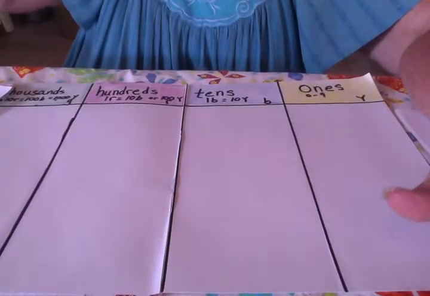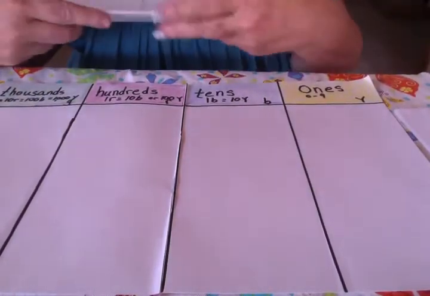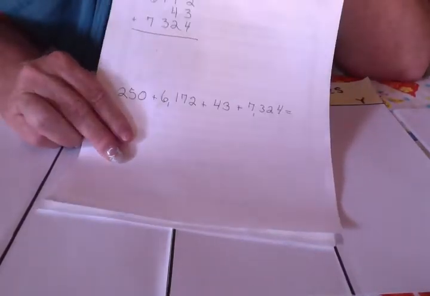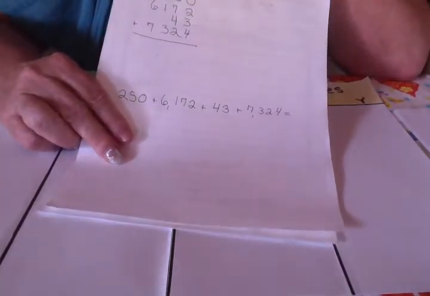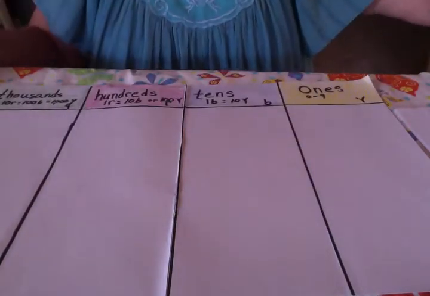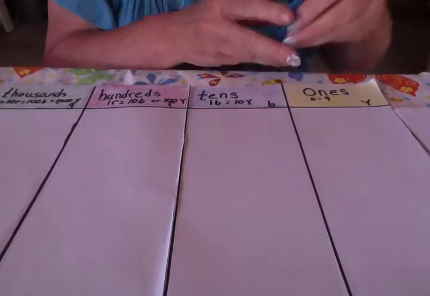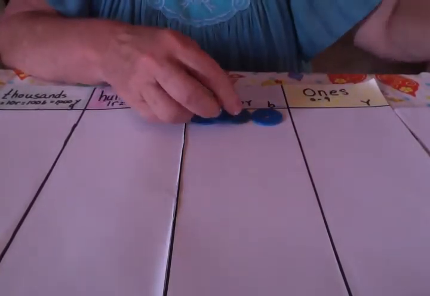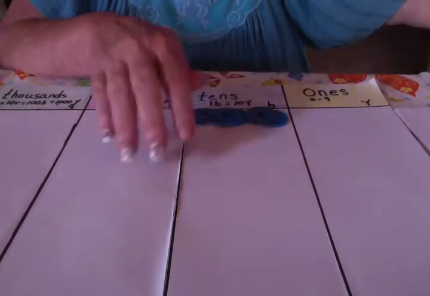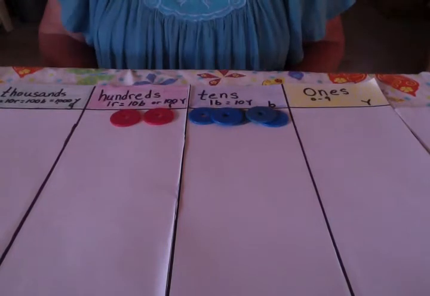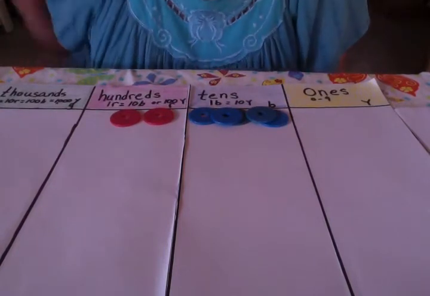And in the number 250, I know that there are 0 in the ones column, so I'm not going to put anything there. But I have 5 tens and 2 hundreds. So I'm going to skip over this and go right to my 5 tens and my 2 hundreds. And now I have 250. Remember how we do that with the 0? Okay.